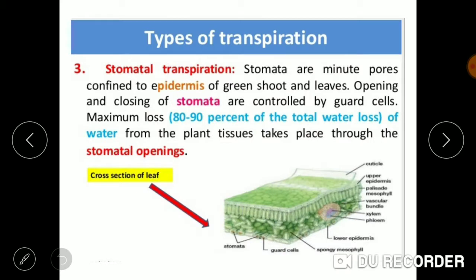Now we move on to stomatal transpiration. Approximately 80 to 90% of the transpiration occurs through stomata. Stomata are minute pores which are present on the epidermis of the shoot as well as the leaves. These are present on both surfaces of the leaf, the upper surface as well as the lower surface. The opening and closing of stomata are controlled by the guard cells.